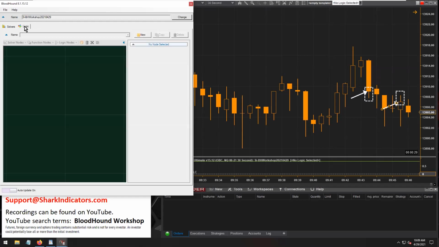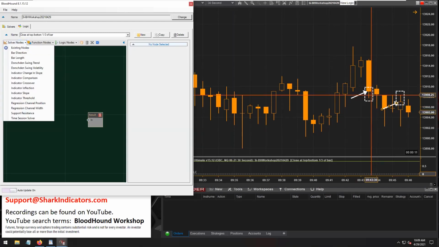Next I'm going to start working on the logic tab, so we can work on the logic board. There's a name for our logic template to demonstrate this. To do this comparison, we're comparing the closing price of the bar to either the low price or the high price. We're trying to find out what position the closing price is within the bar as compared to the low or the high of the bar.